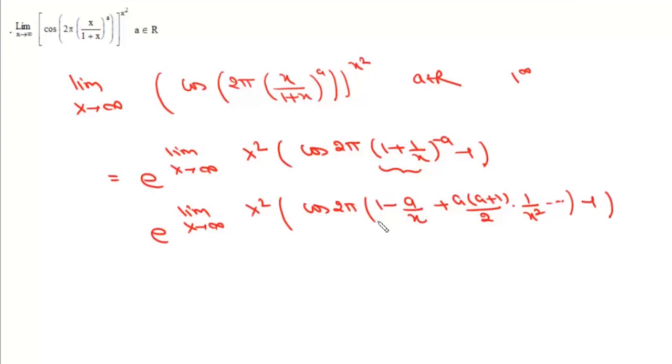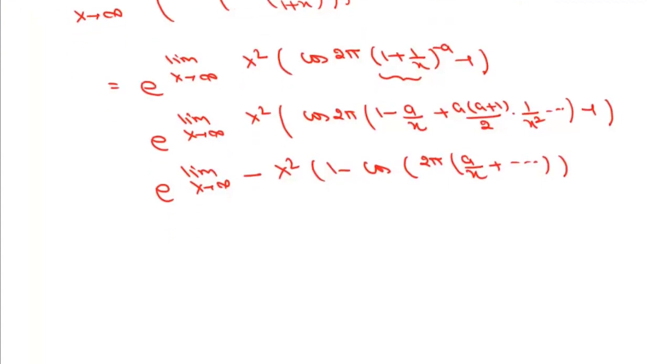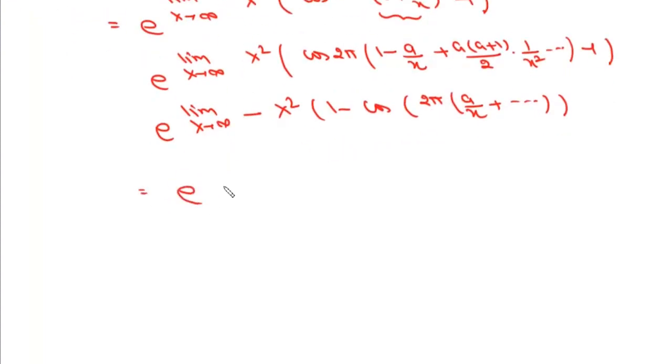Now cos 2 pi minus theta is cos theta. So we can write this as e to the power limit x tends to infinity, and we'll take minus common. So it will be x square (1 minus cos 2 pi a upon x plus other terms). Now we'll rewrite this as e to the power limit x tends to infinity minus x square (1 minus cos 2 pi a upon x).